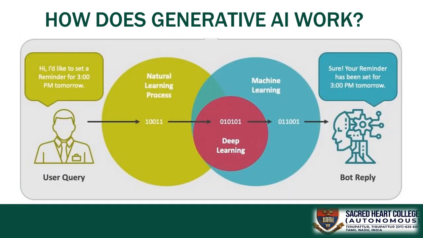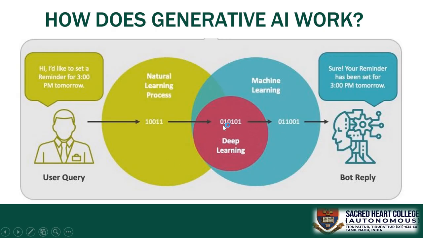Okay, now, how does generative AI work? This is a very important thing that we have to know. So here when we see a user provides input, hi, I would like to set a reminder for 3 p.m. tomorrow. This represents the human interaction with AI. So here what happens, it is processing by AI. Okay, so this is the middle section of the learning stages.